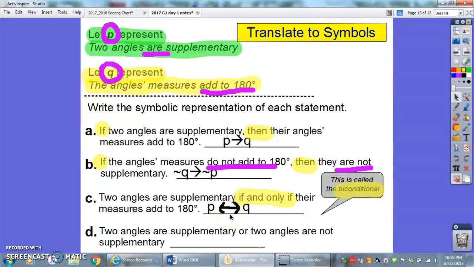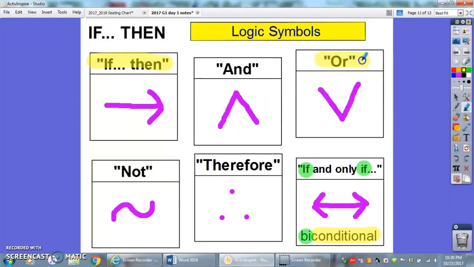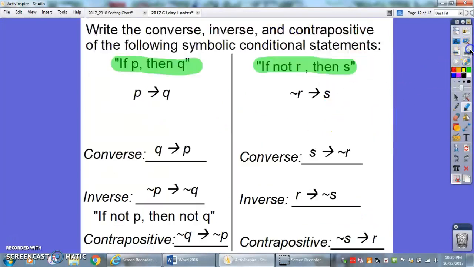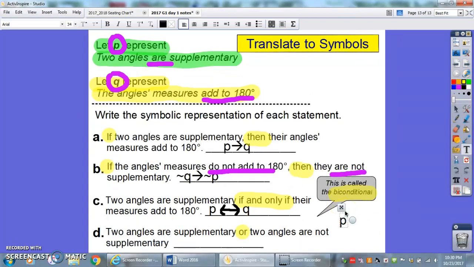Alright. D, last one. Two angles are supplementary or two angles are not supplementary. So I believe we learned what the symbol for or looks like in flashback. It looks like a letter V, capital V. So I just got to put that between the two letters. Okay, so two angles are supplementary would be P. So I'm going to start with P. Or, there we go. Two angles are not supplementary. So I'm going to use the symbol for not. And then it was the same letter. And there you go. P or not P. And that's it.